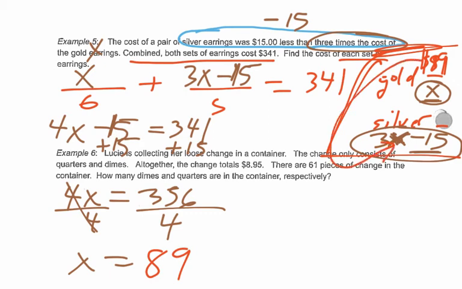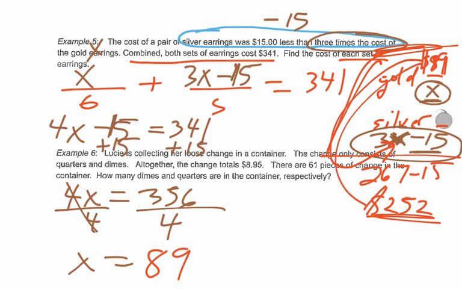So 89 times 3 is 267, right? And then minus 15 for your final answer for the silver, and it costs $252. So we label it because it's money. And just to check it, if we add 252 plus 89, we do get that total cost of $341. So the gold cost $89, the silver cost $252. So again, this is a great comparison problem.